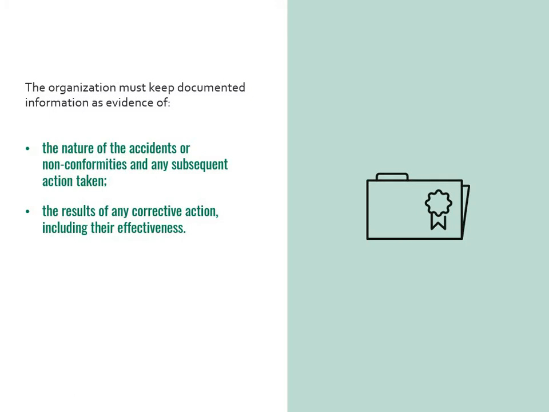As you may already have guessed, since this process is so relevant, it needs to be put into documented information. The organization must keep documented information as evidence of the nature of the accidents or nonconformities and any subsequent action taken, the results of any corrective action, and action including their effectiveness. This document has many uses. Think of it as a diary. It helps your company keep track of everything that goes wrong and therefore act accordingly.